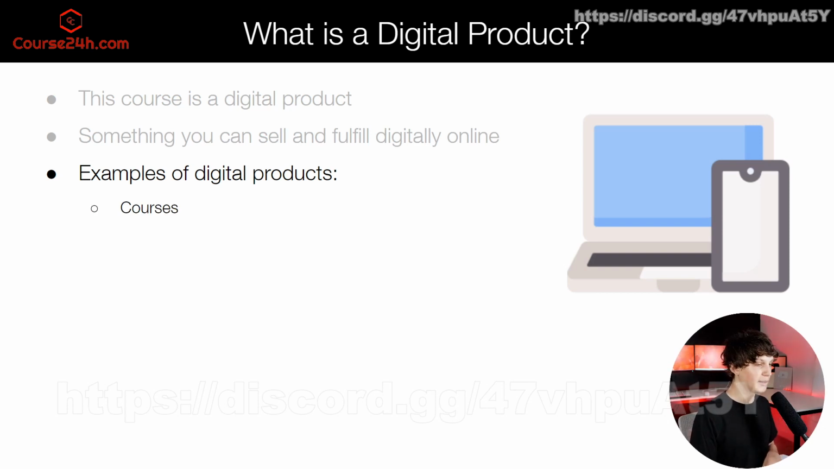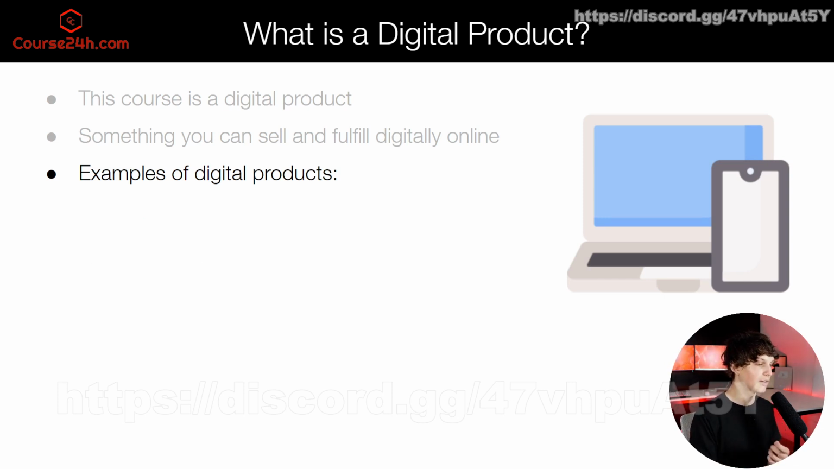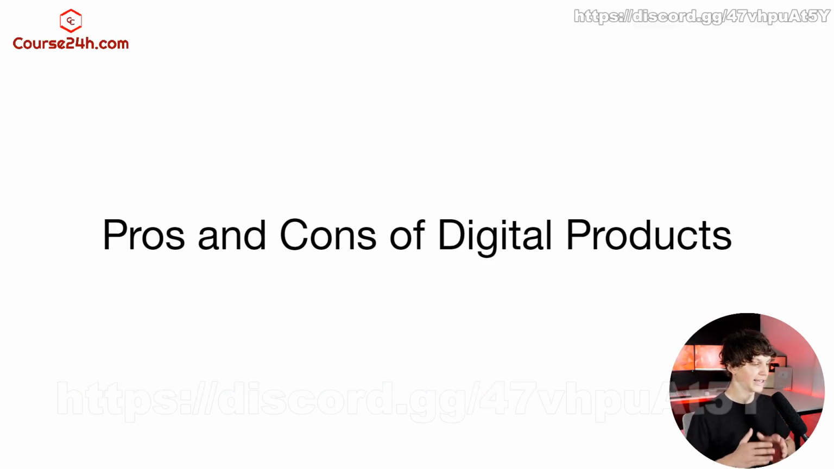But first, here's some examples of digital products. Of course, we have courses, ebooks, audiobooks, documents, graphics, and digital arts. And documents might be like templates, legal templates, and stuff like that. Graphics, digital art, and software. And I'm sure most people here use software. You might have read an ebook before, you might listen to audiobooks, or you take online courses like you're taking this course right here. Now, my favorite type of digital products are online courses for a few different reasons. And let's actually go over some of these reasons, and let's go over the pros and cons of digital products.